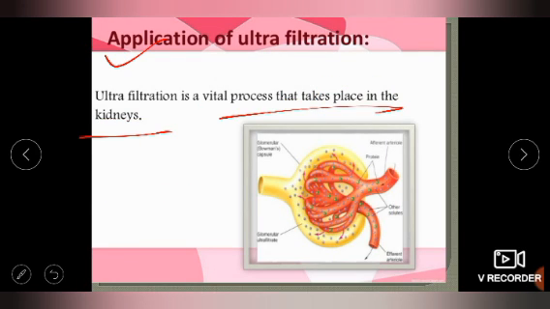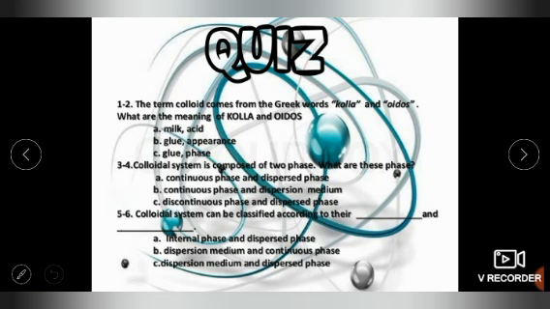The application of ultrafiltration is in our kidney. How the kidney works in the Bowman capsule is called ultrafiltration. Biology students can understand, but mathematics students need to study this. Here also you need to prepare a small video where you explain the function of ultrafiltration.